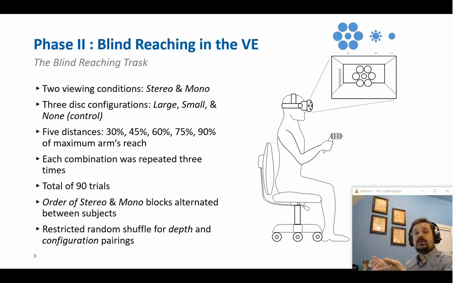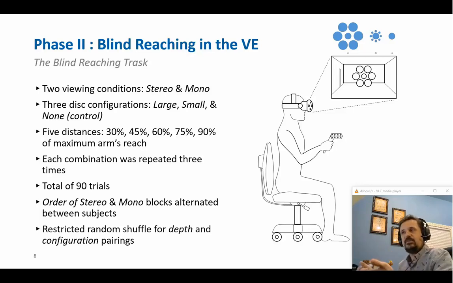We had 2 viewing conditions. They viewed half of the trials stereoscopically, and they viewed half the trials monoscopically. This was an attempt for us to tease out whether or not stereoscopic cues, which are quite strong in terms of relating depth information and size information, might have played a role in some of those real-world studies. We tested 3 disc configurations: a large annulus, a small annulus, and no annulus. The no annulus served as our control condition.